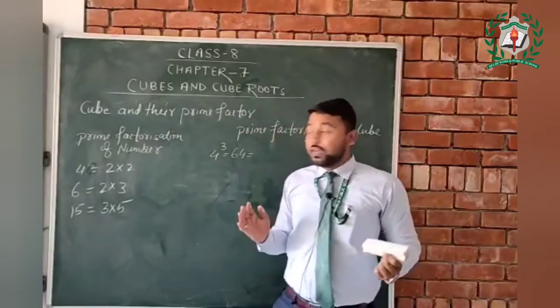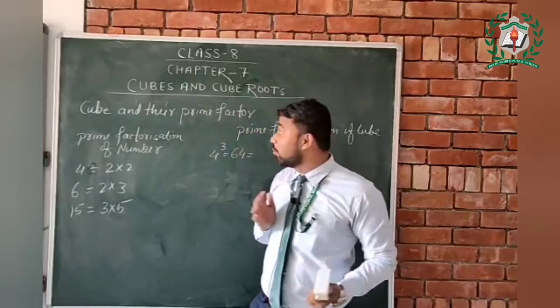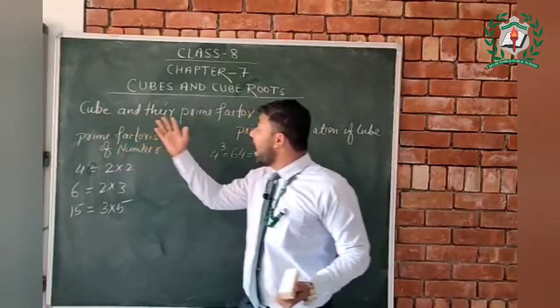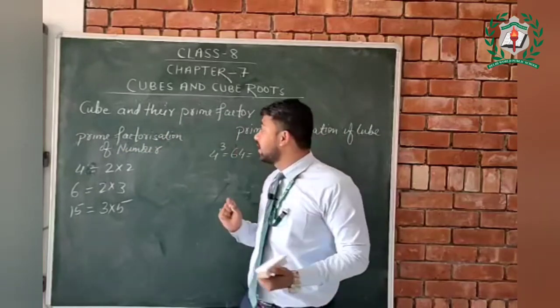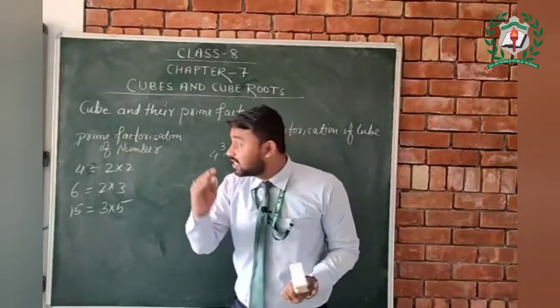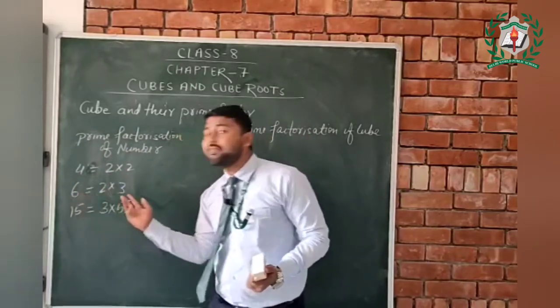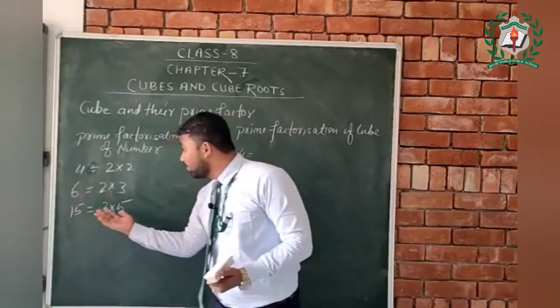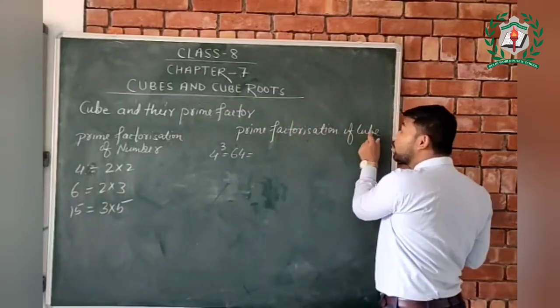Okay, dear students, I have another interesting pattern for finding the cube root. That pattern is cubes and their prime factors. Prime factorization of a number: for example, 4 can be factorized as 2 into 2. 6 can be factorized as 2 into 3. 15 can be factorized as 3 into 5. And now prime factorization of cubes.